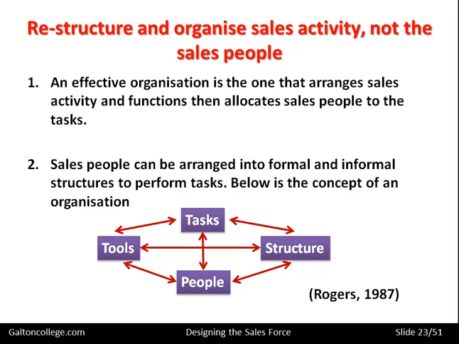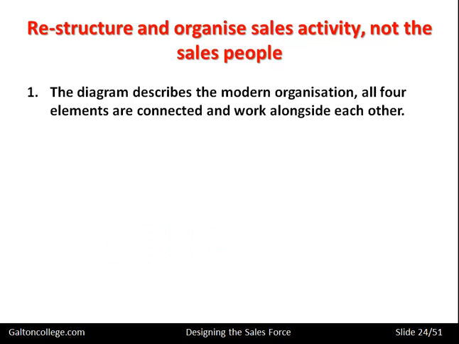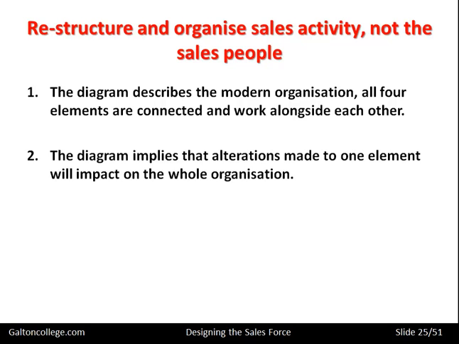And then out of that, there are subtasks: to make components, to have efficient stock control, to operate financially and understand the business and have good stewardship accounting. The organisation should be efficient, with good communications within the organisation and with the sales team. And the people should be motivated and they should understand the nature of the business. So the diagram describes the modern organisation. All the four elements in the previous diagram are connected and work alongside each other. The diagram implies that alternatives made to one element will impact the whole organisation.